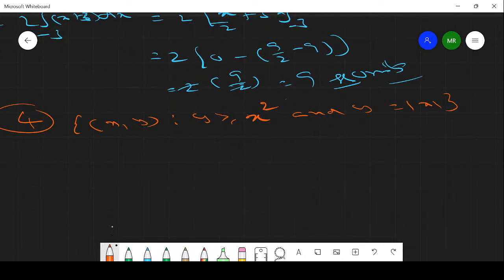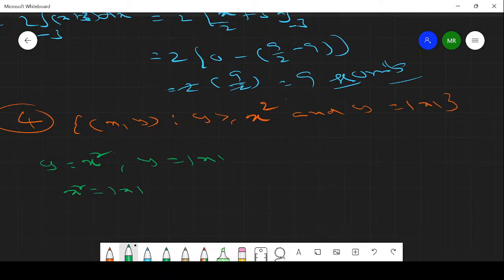So from this I can write one curve is y equal to x square, and another one is y equal to mod x. From solving these two equations, I can write x square is equal to mod x.